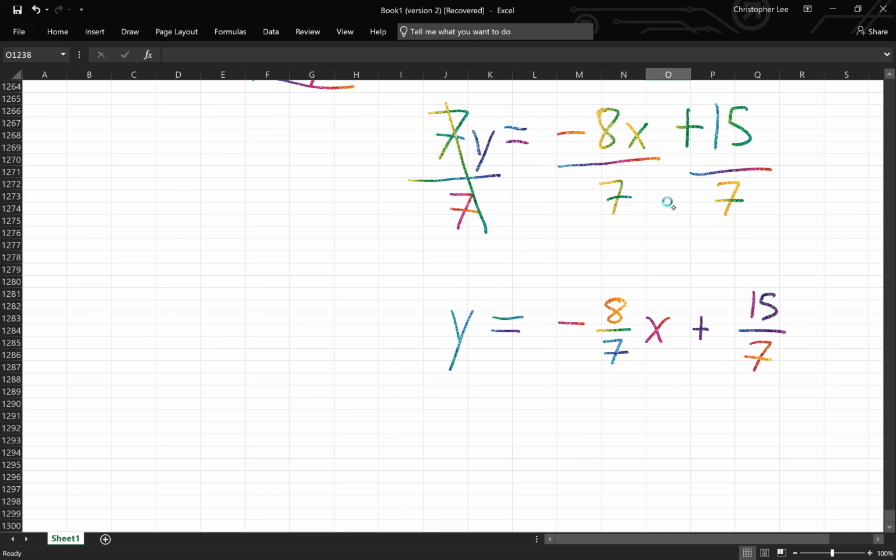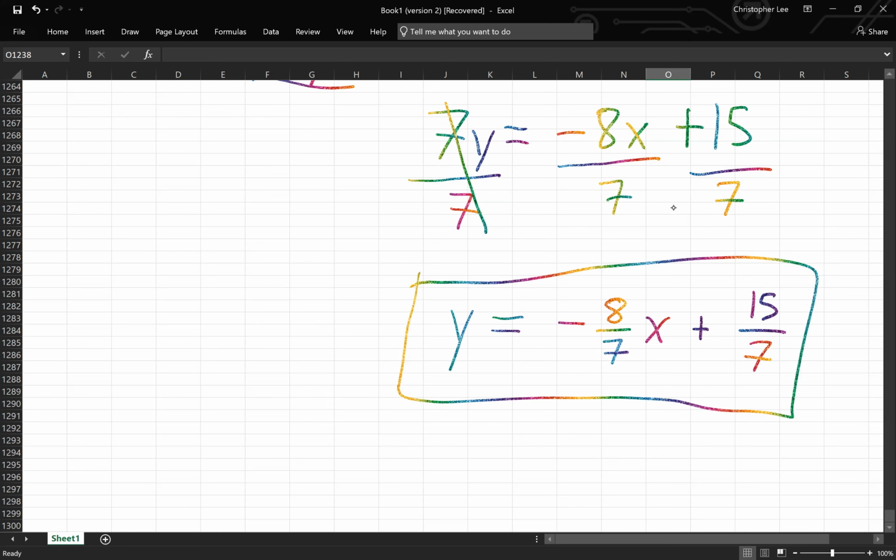This right here, some of you might remember it as the equation of a line, where the number in front of the x, that coefficient, would be your slope, and the number that is by itself would be your y-intercept. So there you go.